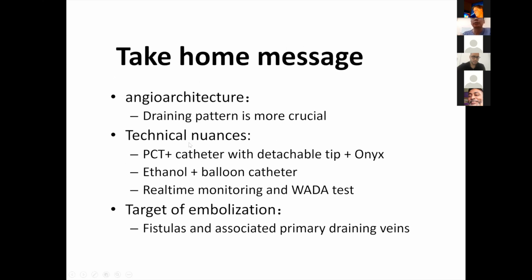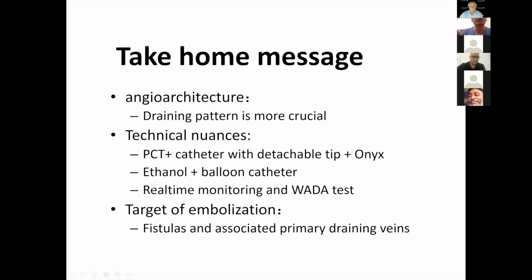This is the technical nuances. So for a good embolization for bAVM, high pressure cook technique is mandatory. And the catheter with the detachable tip is very helpful. The mainstream, the most common used embolic agent for me is Onyx instead of glue, instead of Glubran or something.